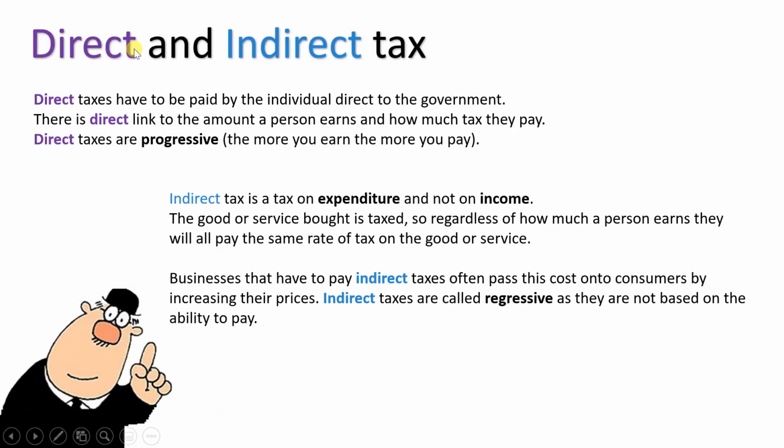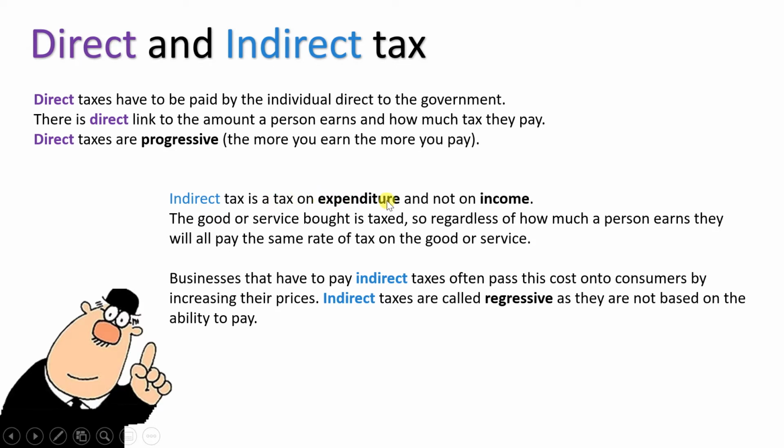So let's break those 2 types down a bit further. Direct taxes have to be paid by the individual direct to the government. There is a direct link to the amount a person earns and how much tax they pay. Direct taxes are progressive. Basically, that means the more you earn, the more you pay.